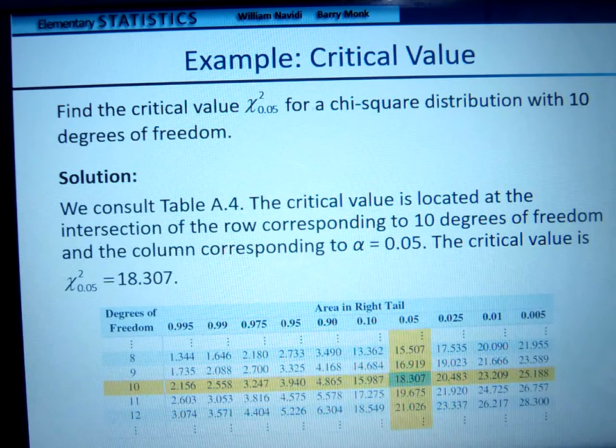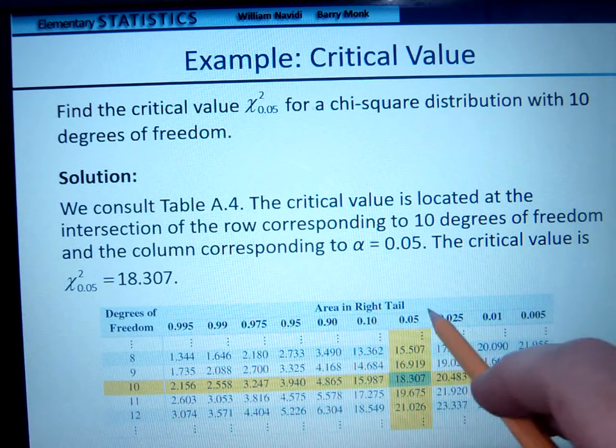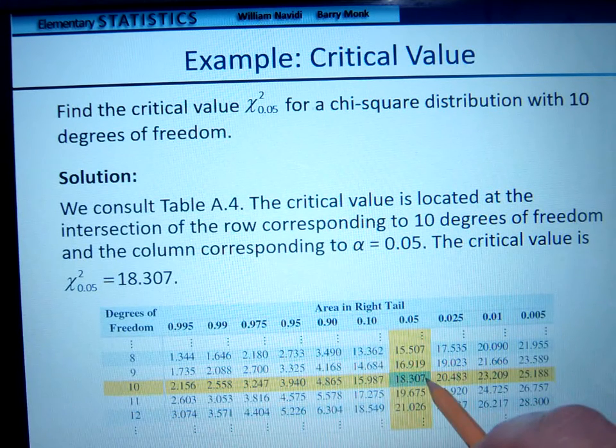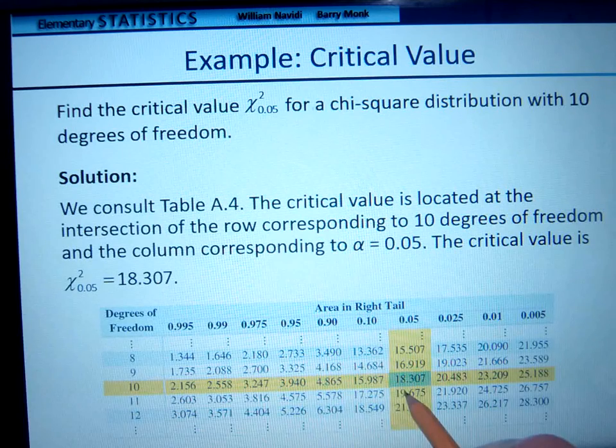Finding the critical value of chi-squared 0.05 for a chi-square distribution with 10 degrees of freedom, we look at table A4. The critical value is located at the intersection of the row corresponding to 10 degrees of freedom and the column corresponding to 0.05. The critical value here is 18.307.